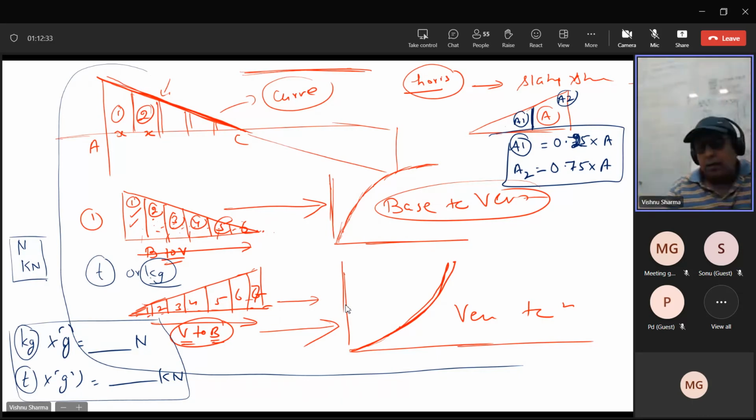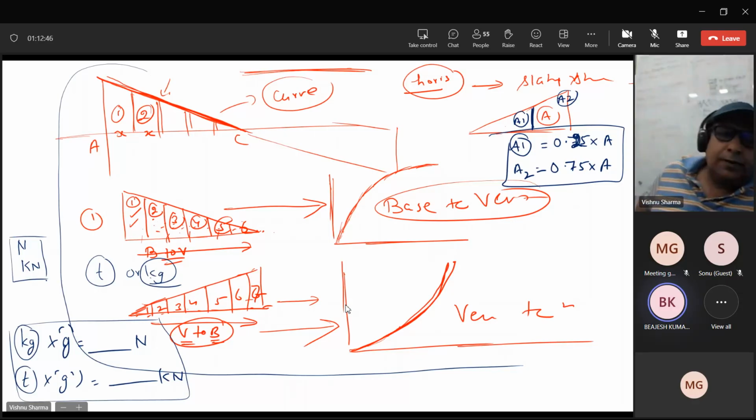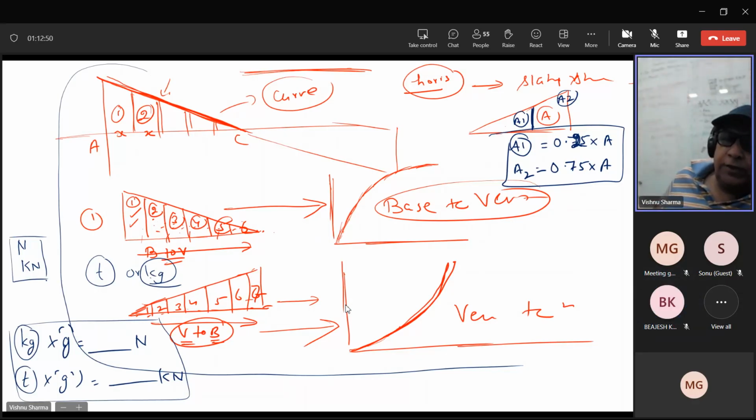The main idea is to get comfortable numbers to work with. Okay. Right? So when you multiply kg value with G, you'll get newtons. When you multiply ton with G, you'll get kilonewtons. So remember that. Don't get confused again.